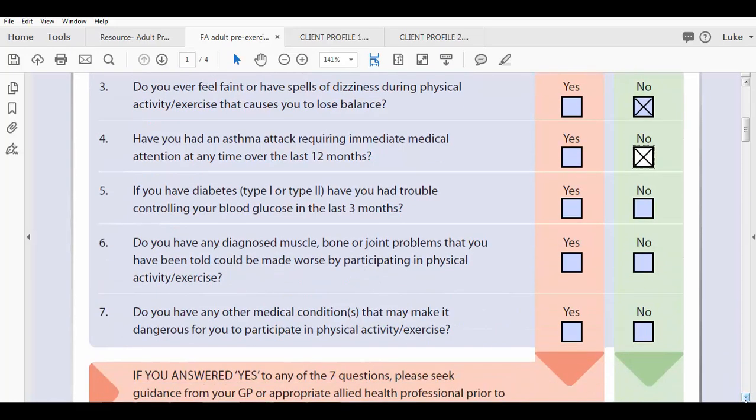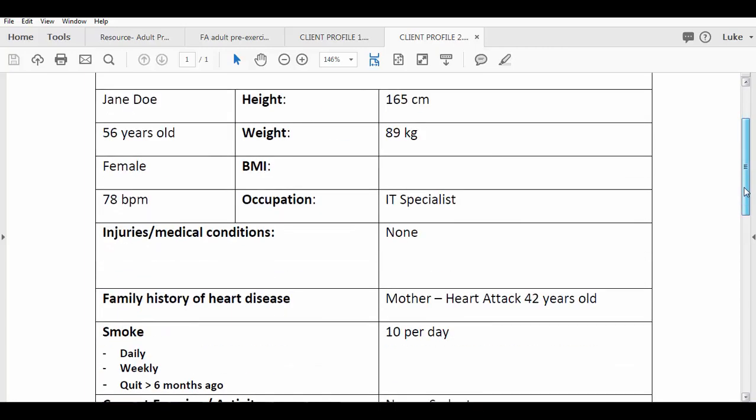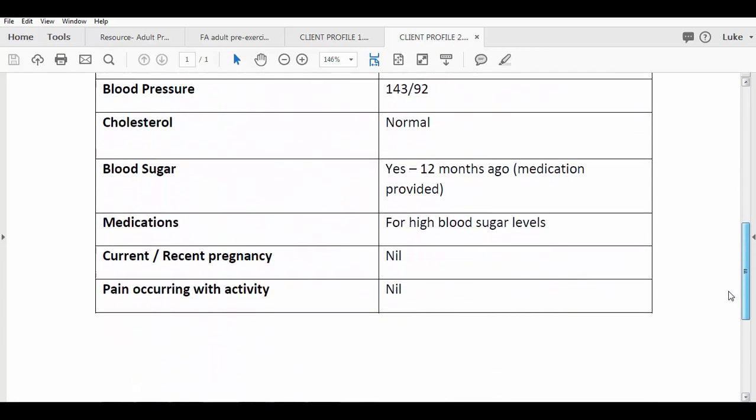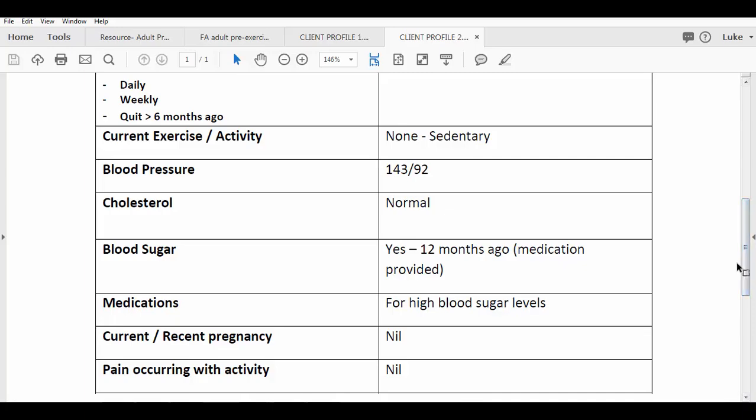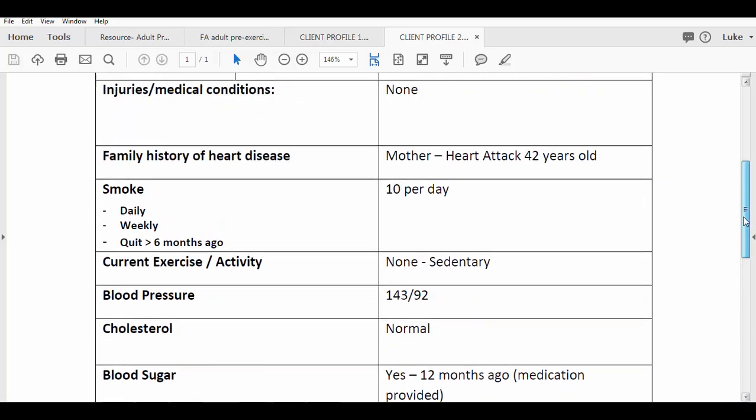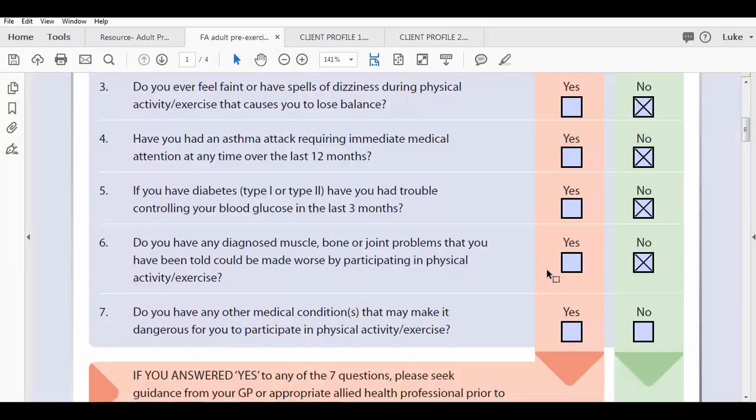If you have diabetes, type 1 or type 2, if you had trouble controlling your blood glucose in the last 3 months? No. We did talk about in the last 12 months she had high blood sugar levels, so within the last 3 months is a no. Any undiagnosed muscle or bone or joint problems that could be made worse with activity? No. Any other medical conditions made it dangerous for you to participate in physical activity? Well, if we go back to the profile, let's have a quick look. Probably not really. Possibly high blood sugar levels there, but it's under medication, so that's 12 months ago, so we can say that's pretty good. So we hit no there as well.